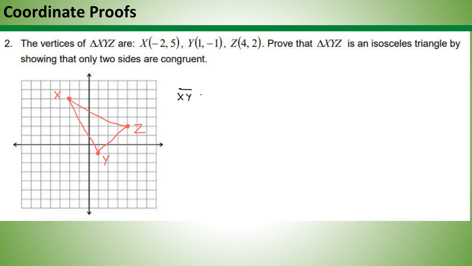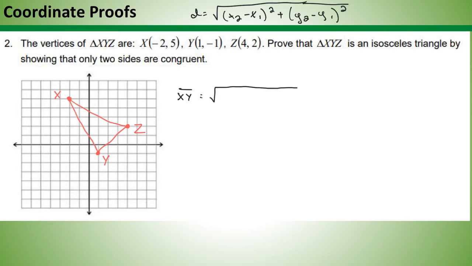So XY is equal to the square root of... okay, and the distance formula is just this: d is equal to the square root of (x2 minus x1) squared plus (y2 minus y1) squared, and then we take the square root of that. Remember, this part is just saying, what is the difference between my x's and what's the difference between my y's?